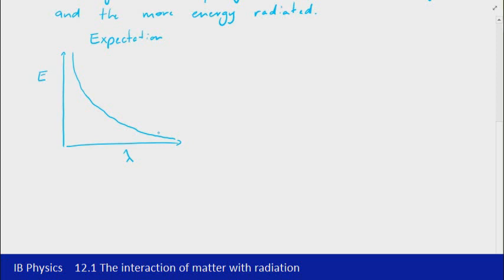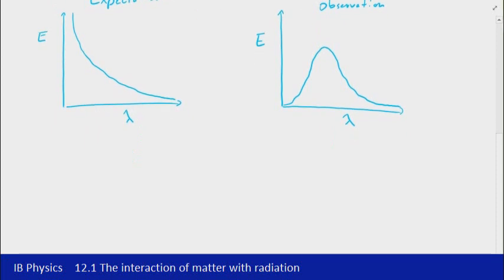Interestingly though, the observation that we saw didn't quite match that. And the observation that we're dealing with here, I'll jot down some notes in a second, but what was actually observed was a graph that looked something a little bit more like that. And so this observation, as often happens in physics, didn't match the expectation, and so the understanding had to be revised in order to explain what was actually going on.